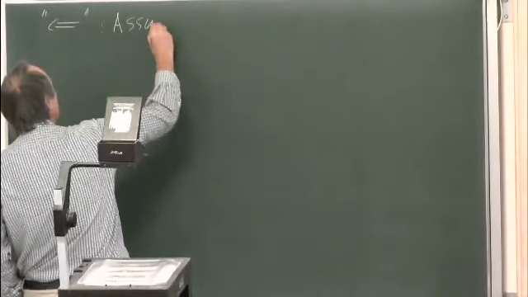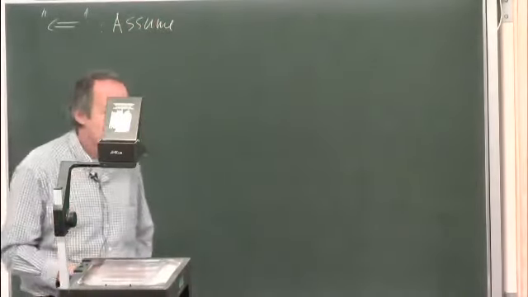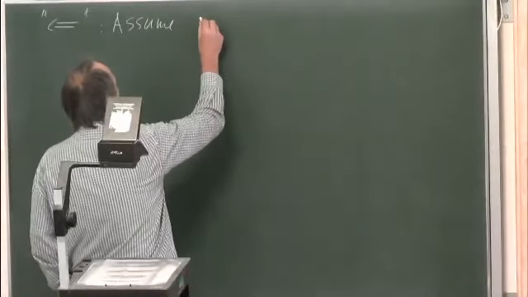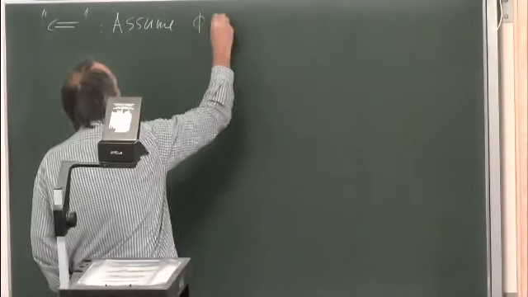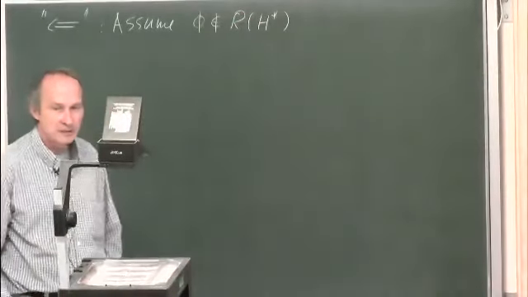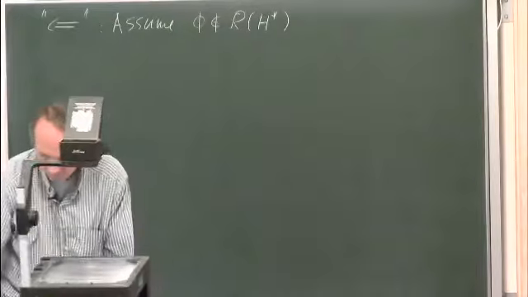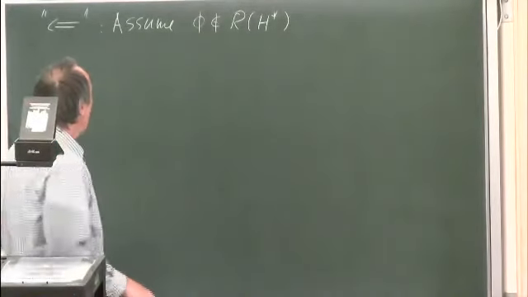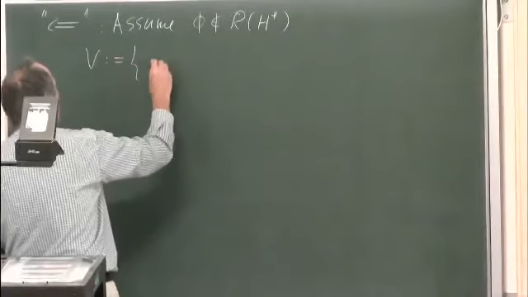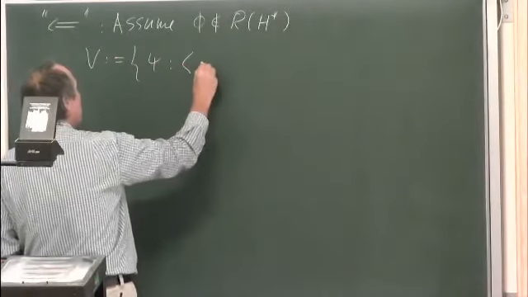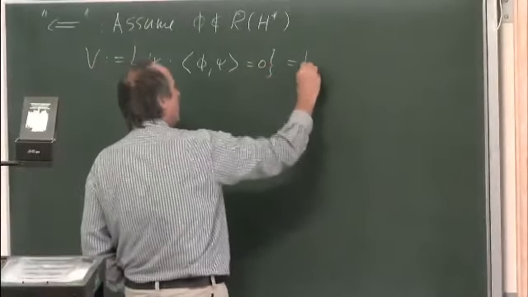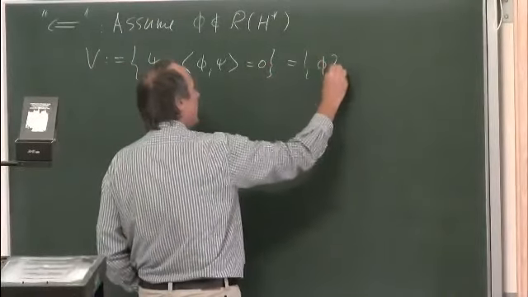Maybe you can find more elegant proofs than I did, but assume that now phi is not in the range of H star. Make a proof by contradiction here. And you define the space V as the space of all psi such that phi psi is 0. So this is the orthogonal complement of phi.